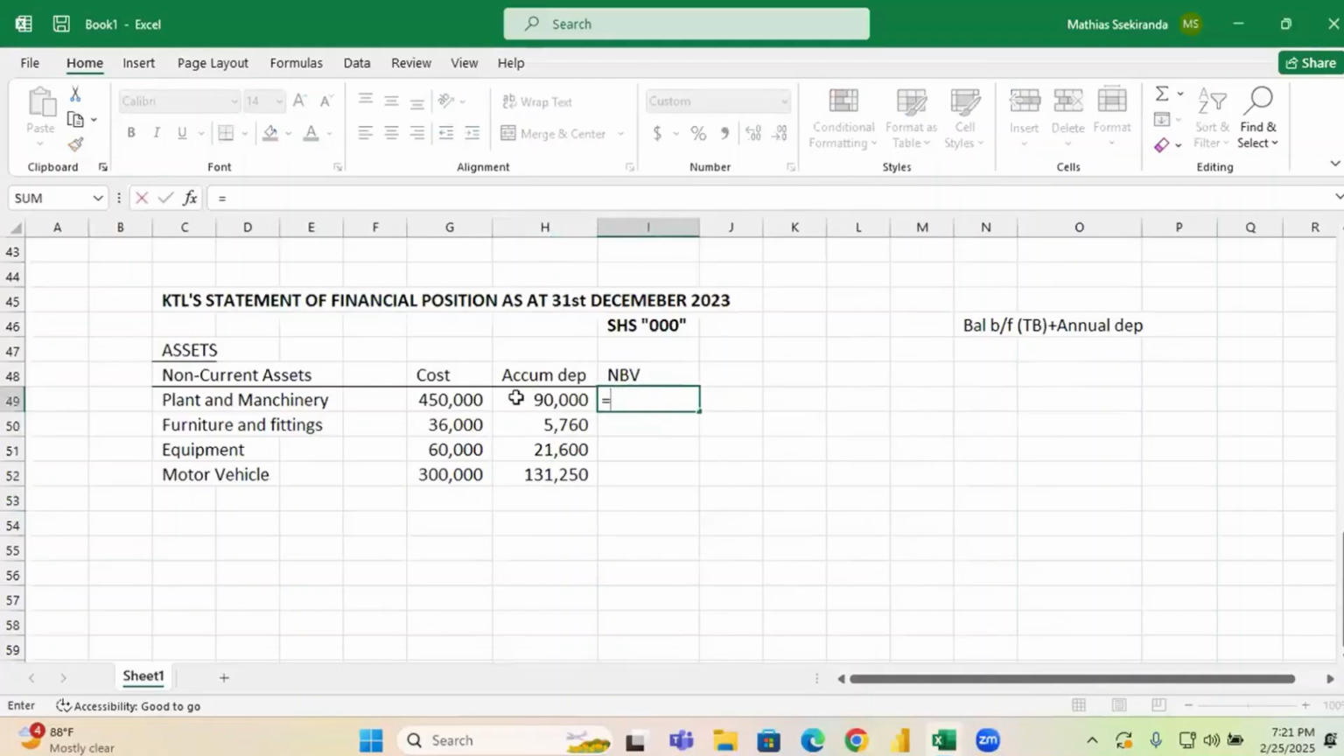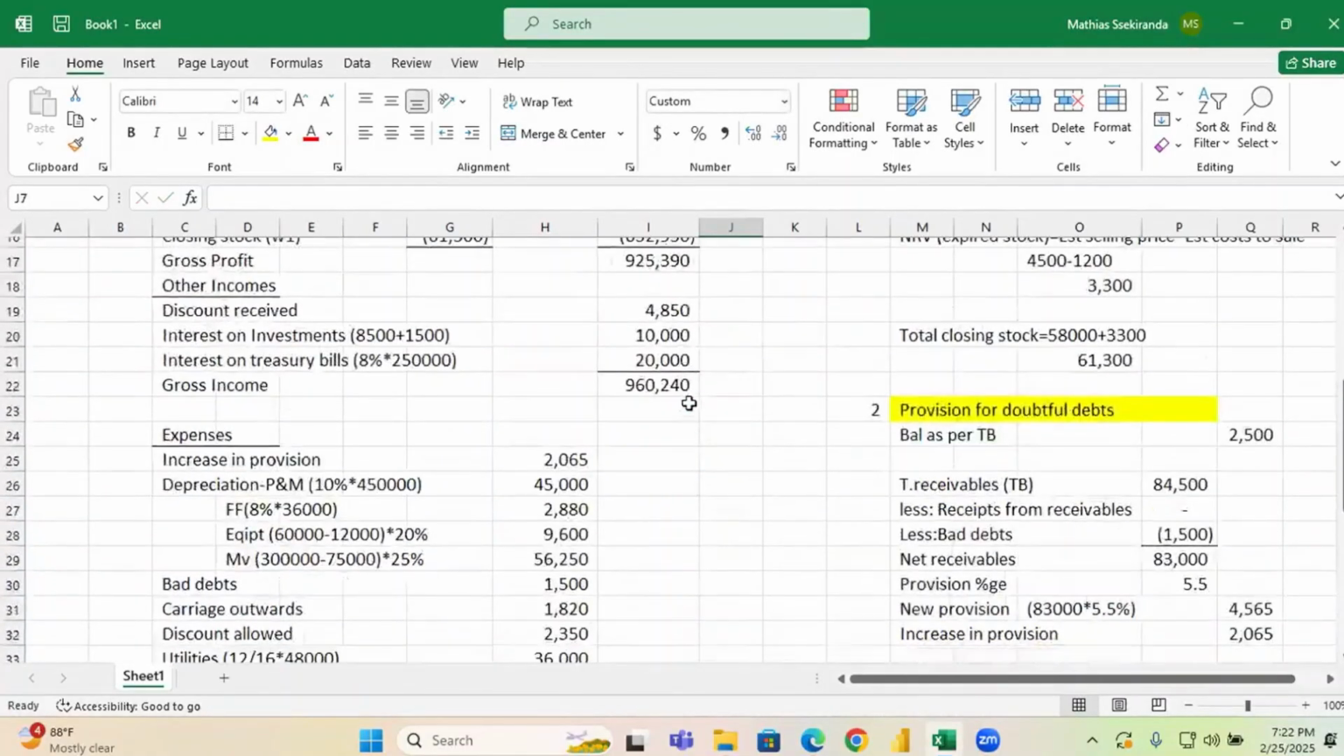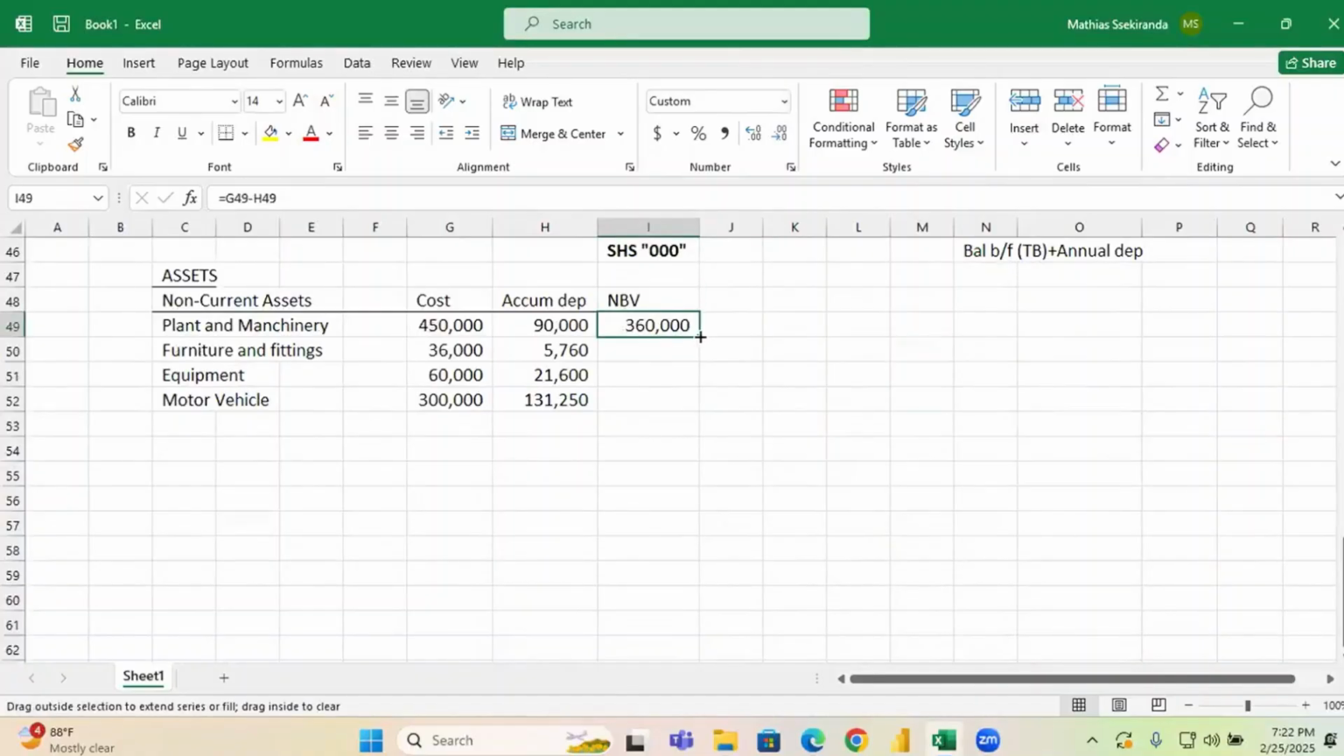And the net book value will simply be cost minus accumulated depreciation, after which we shall get total non-current assets. Hope we can now understand.